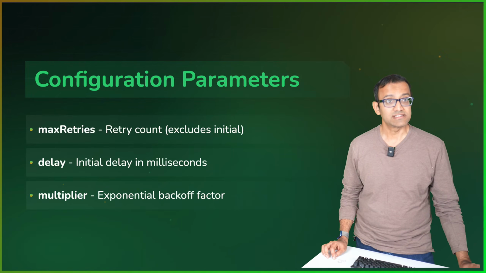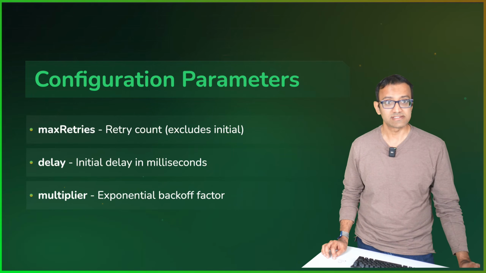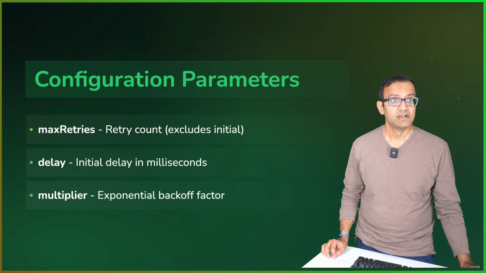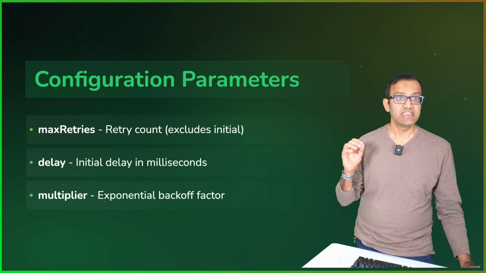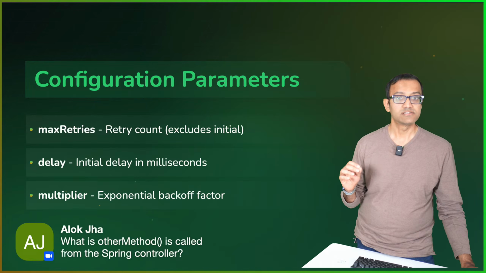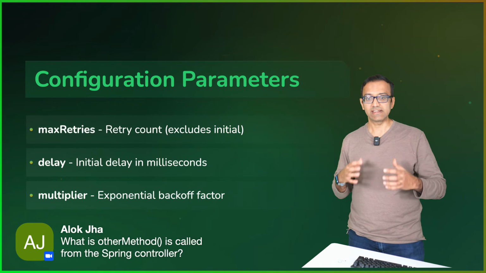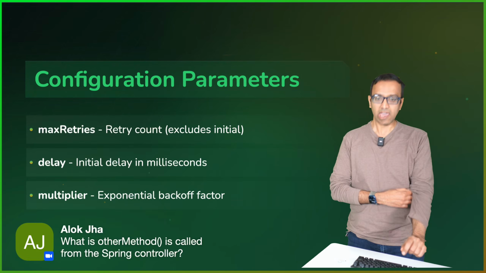I see a question that's coming in. Let me address that. This seems to be a common question. What if the thing is being called by the controller? What if this thing is called by controller? See, it depends on how it gets the instance. How does Spring AOP work?